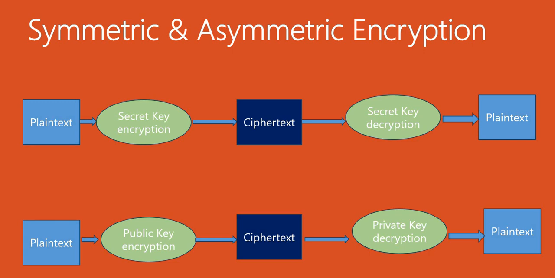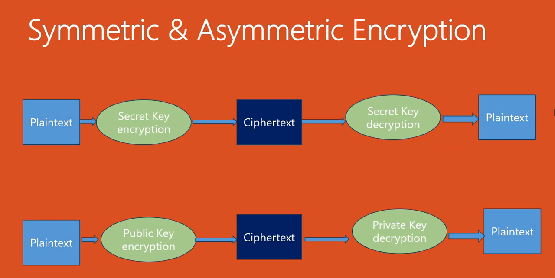But in asymmetric encryption, there are two types of key, public key and private key. So public key is used for encryption purpose. The plain text can be encrypted by public key, which basically converts the plain text into ciphertext. And when you want to decrypt the data, you should have the private key. So private key is used to decrypt the ciphertext into plain text.